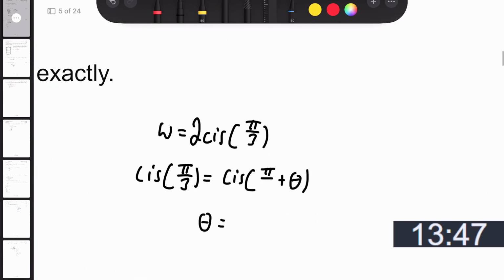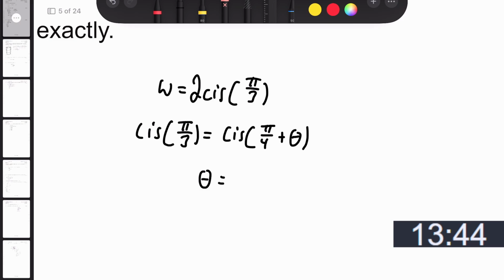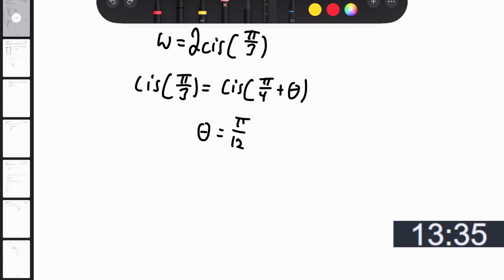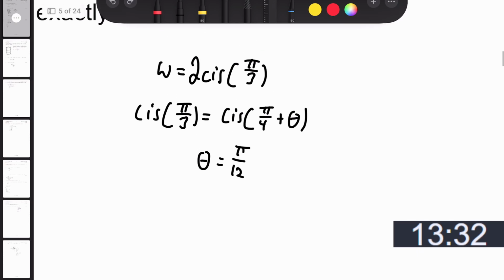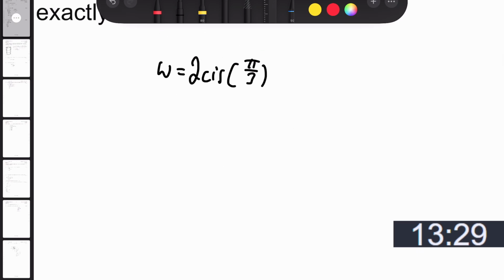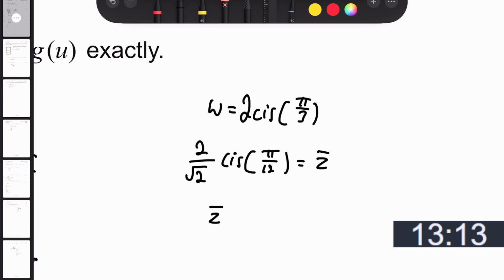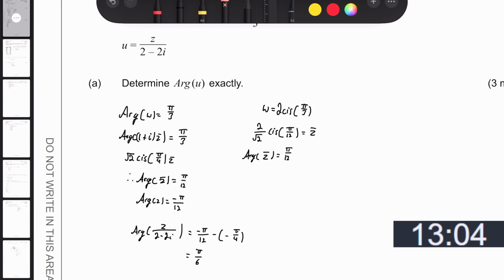Oh wait, so 4. 4 must be equal to 4 minus 3, so pi on 12. So then element of 12, and then the inverse argument, or the conjugate, is going to be negative, so yep.